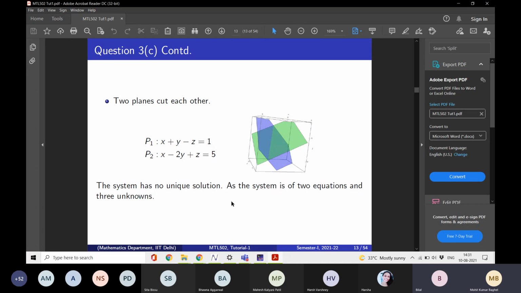Sir, in the answer, c equal to a also came. Is it okay? c equal to ab. In question number 4, c equal to ab, yes.